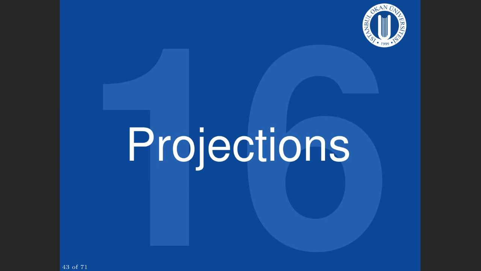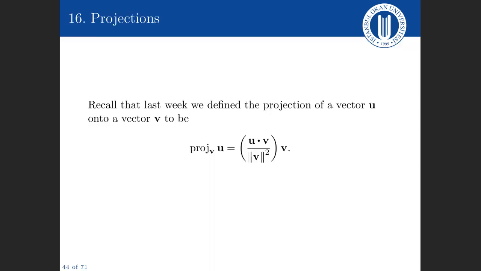Okay, let's continue. Our final chapter for today is projections. Last week we talked about projecting a vector onto a vector. Now we're going to be talking about projecting things onto lines and onto planes. Last week we defined the projection of a vector u onto a vector v using this formula. We're going to be using this formula quite a lot in this chapter.